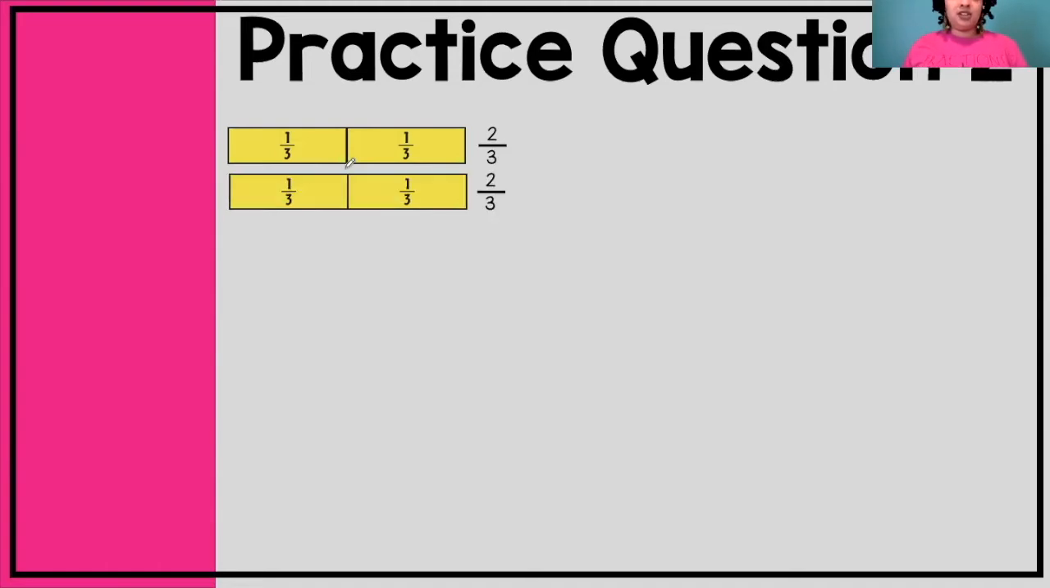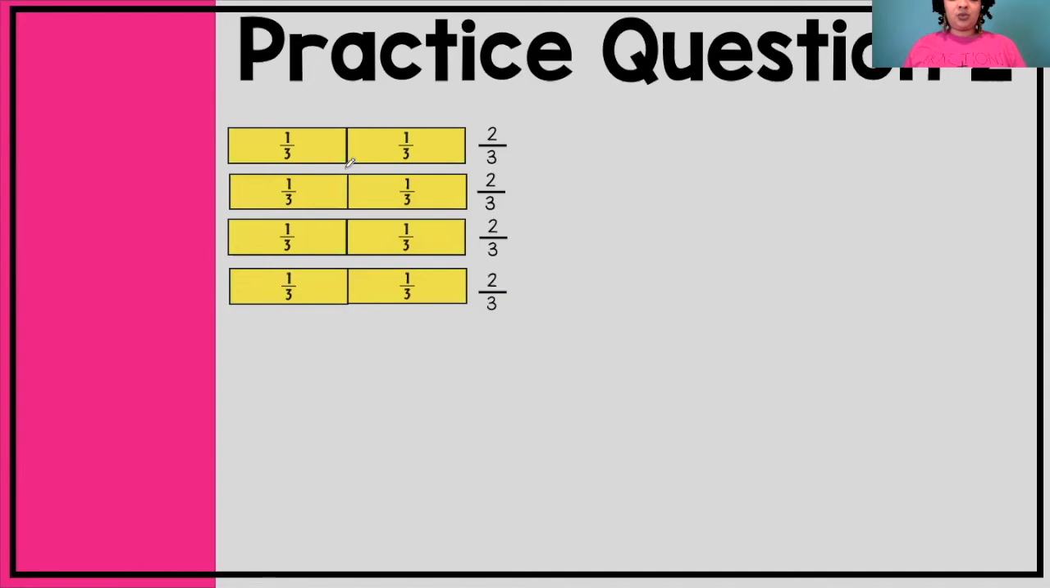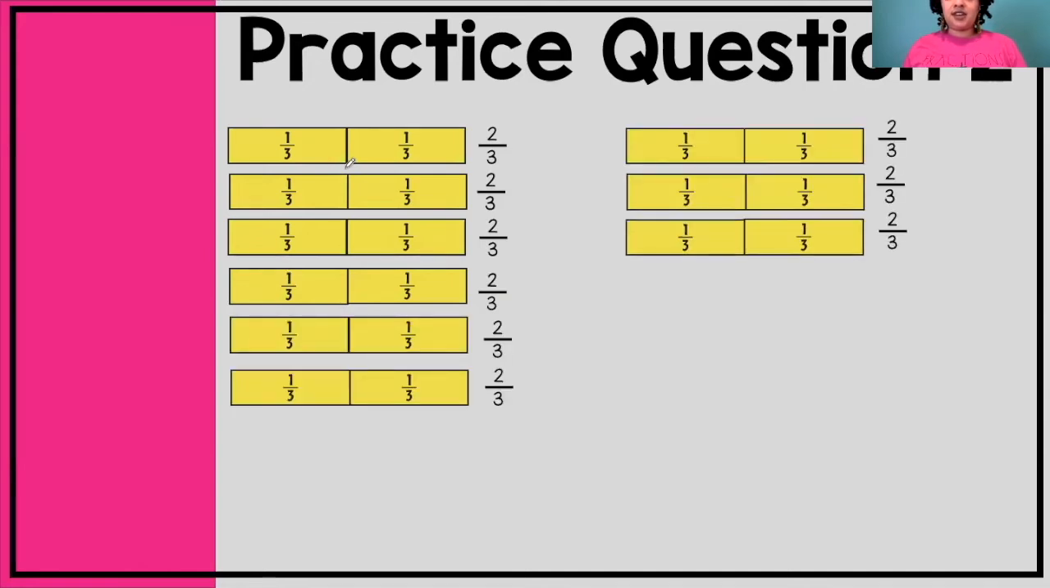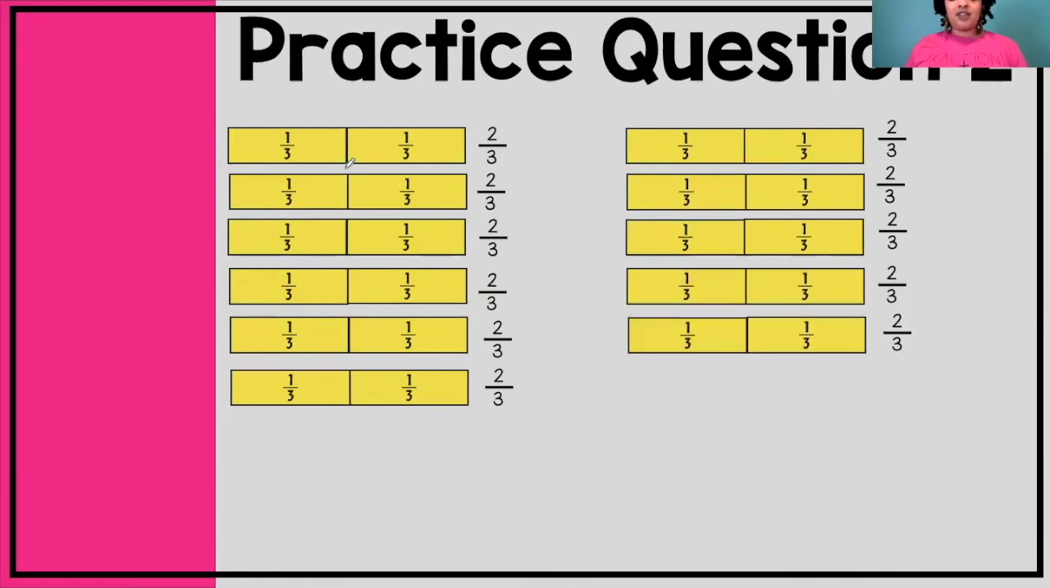There's 1, 2, 3, 4, 5, 6, 7, 8, 9, 10, 11, 12 times. And when I count up all of those thirds, I'm going to get 24 thirds. Now, let's see. If I'm working with thirds, then I know that 3/3 is going to equal 1 whole. So let's see how many times we can make 3/3.